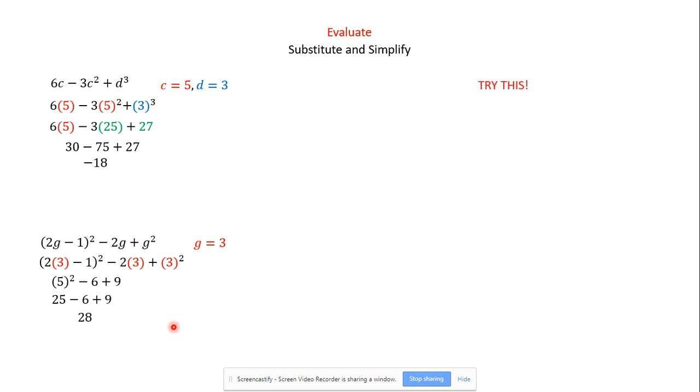All right, so now here's one to try. y squared minus 2xy squared minus x, and then x equals 2, y equals 3. So go ahead, pause this, do that real quick, and then push play when you're ready to come back.